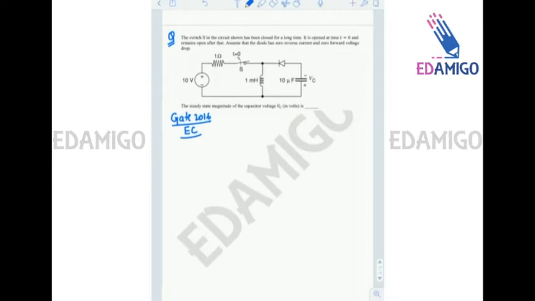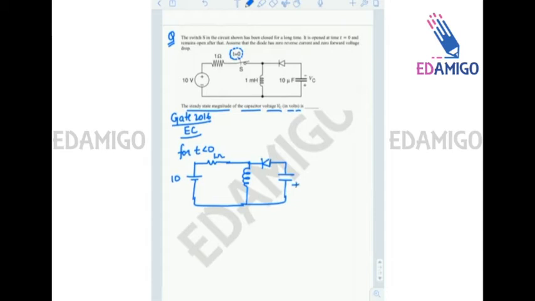So it is given that at t equals 0 the switch was opened, right? So if I draw the circuit for t less than 0, first of all, we have to find the steady state magnitude of the voltage across the capacitance, VC. Okay, so it's a 10 volt battery. So we have to find VC. C is also given, L value is also given to us. I'm just writing L and C, right?